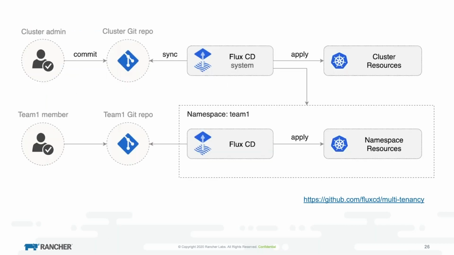So this is the diagram from the Flux team, just to help illustrate it. The top row there, you have your cluster admin. So you have a central repo for the state of the cluster. And then each team would have their own little repo and their Flux agent that lines up to that.